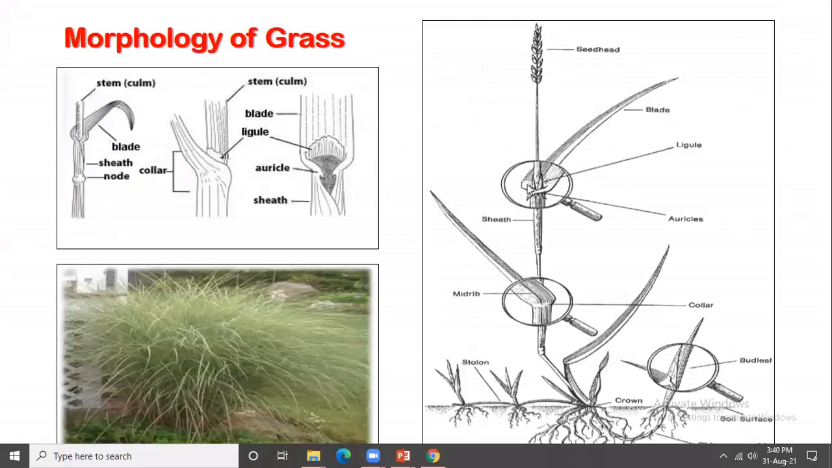Now you can see this picture clearly. This one is the midrib, and this one is the stolon and ground. This is the ground, what is the stolon, and the bud leaf, what is the bud leaf. You can identify and write these in the spot exam. It will come in your spot exam.